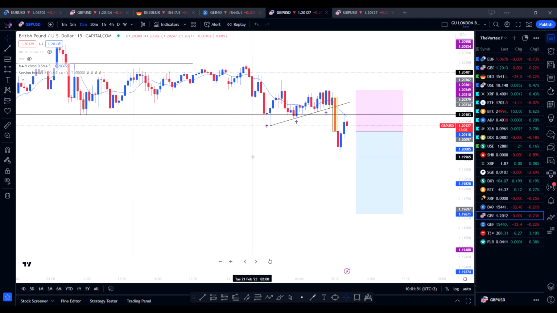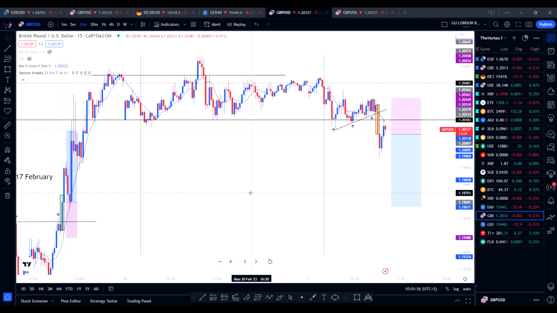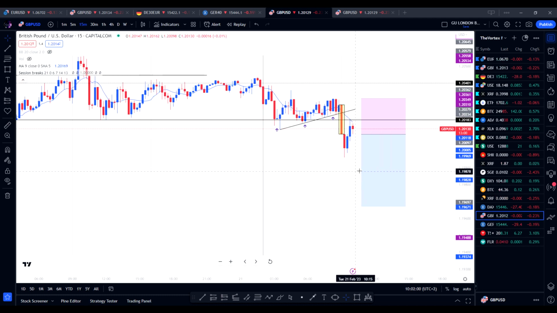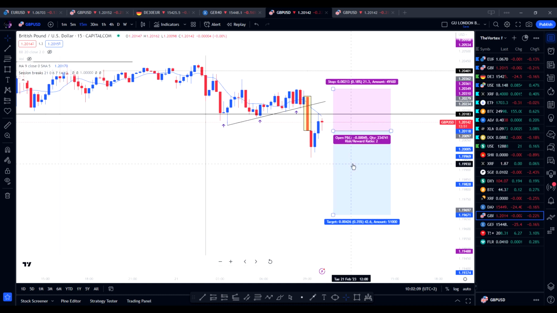With this particular strategy, the predetermined targets are not based on previous price structure. I base it on the RR itself. I need to have a 1 to 2. That is what I look for. That is what I use. I use a very similar one for the DAX 40, and the same one is used on GBPUSD.